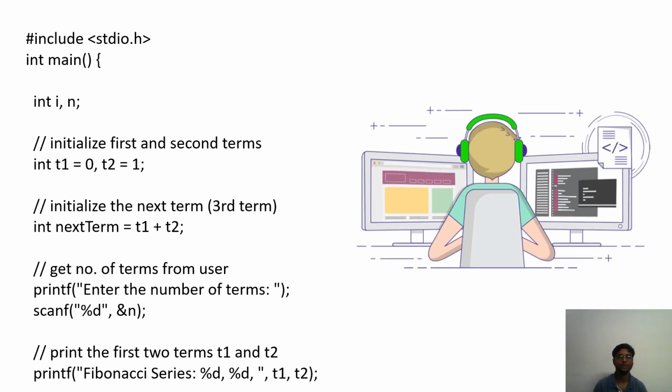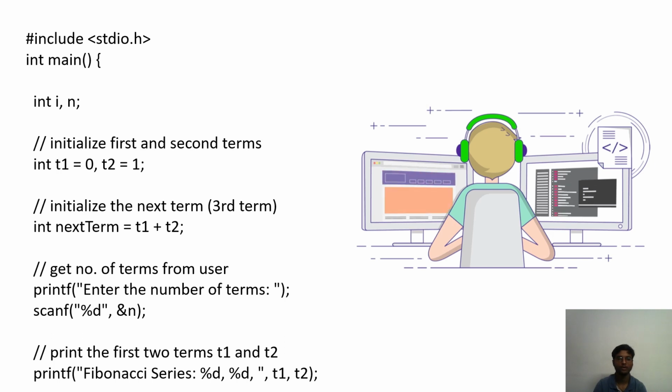This is the program to write the Fibonacci series. #include <stdio.h> is a preprocessor command. int main, open the curly bracket. int i, n. First find the first and second terms, that is, int t1 = 0, t2 = 1. Now find the next term, that is the third term, by adding the first and second terms, that is, int nextTerm = t1 + t2.